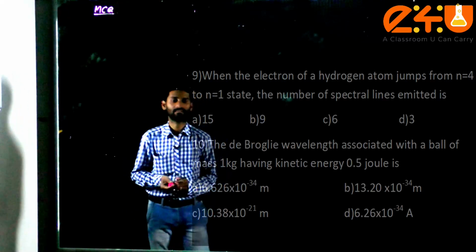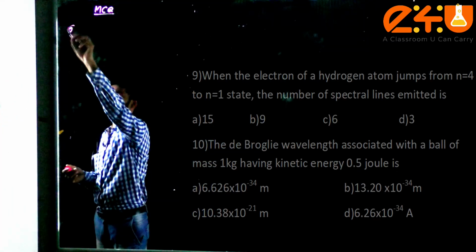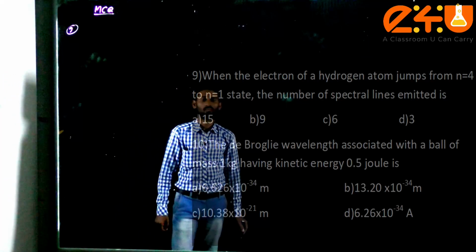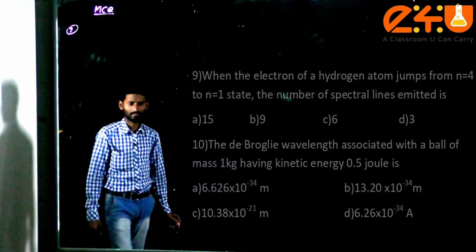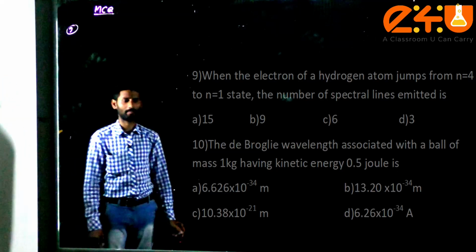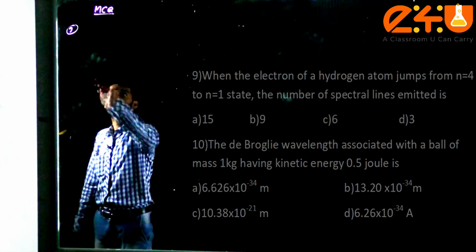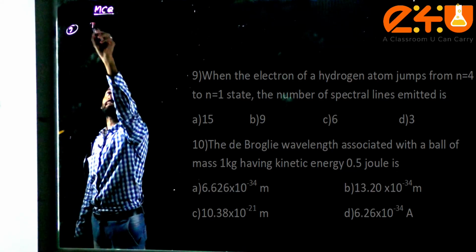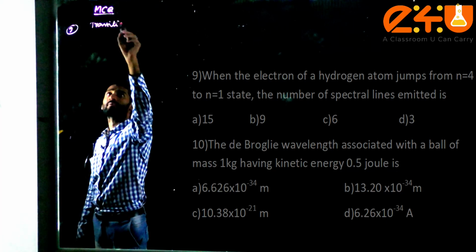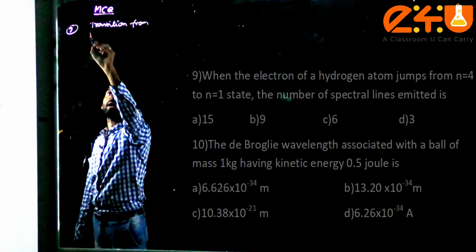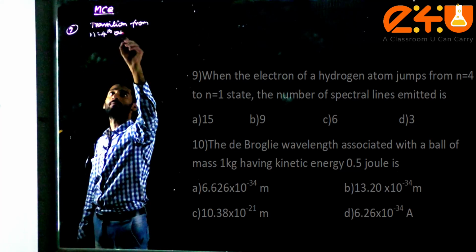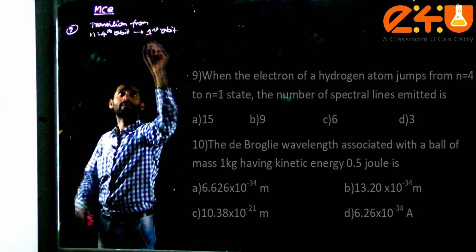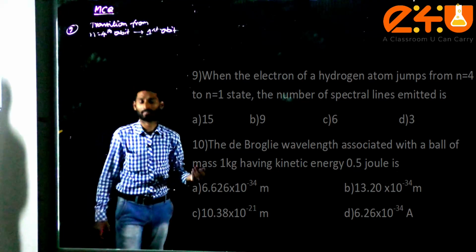Okay, dear students, next question, number 9. When the electron of a hydrogen atom jumps from fourth orbit to first orbit, the number of spectral lines emitted is... We discussed this in the previous class also. We know the transition takes place from n equal to fourth orbit to first orbit.